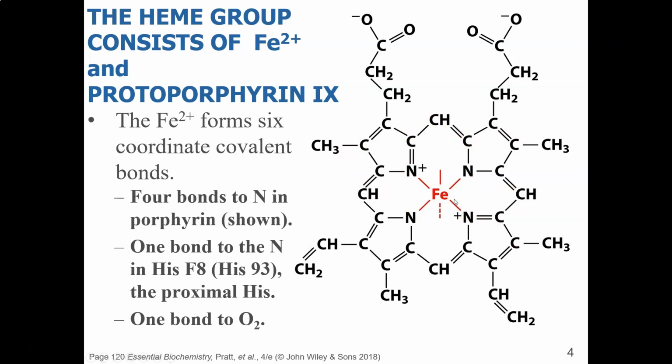The iron can form 6 coordinate covalent bonds. It can form 4 bonds to nitrogen, so we have 1, 2, 3, 4 bonds here shown in red. One bond will be to the nitrogen of histidine F8, the 93rd residue in the entire chain. F8 means it's the 8th residue in the F helix. That's called the proximal histidine, and it will form that 5th coordinate covalent bond. This dotted line is the 6th bond, which can form with oxygen. That 6th coordinate covalent position will be occupied by oxygen if myoglobin is oxygenated, and it will be empty if it is not.